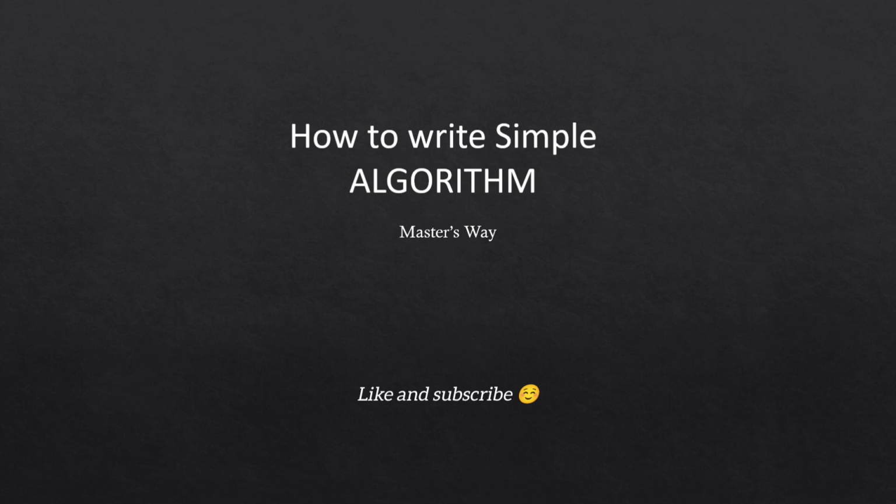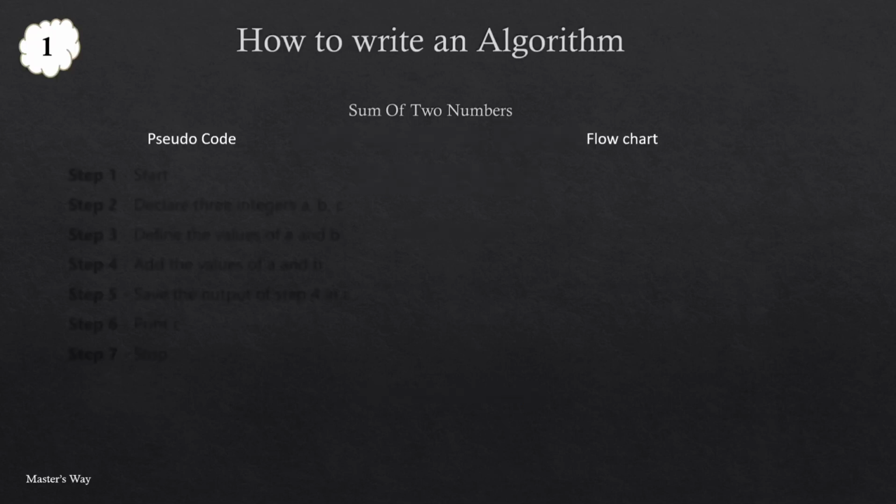Today I am going to show how to write a simple algorithm. So let's see an example of the sum of two numbers. We will see pseudocode, that is nothing but an algorithm, a set of instructions, and we will see a flowchart of how we will draw it for the same. Okay, the first step will be start, and that will be written in a flowchart as an oval start.